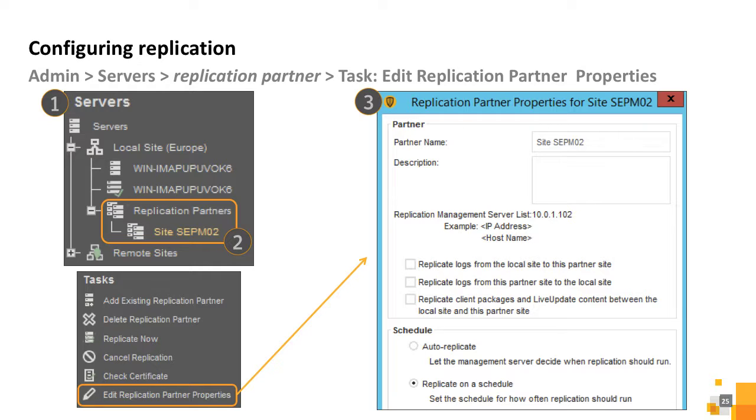When configuring replication, you have the option to replicate logs only. You can replicate logs in one or both directions. When you enable one of the settings to replicate logs in a direction, the options are phrased in reference to the SEPM on which you are currently authenticated. You can also disable replication of Live Update content along with client packages. Finally, replication schedule frequency is set.